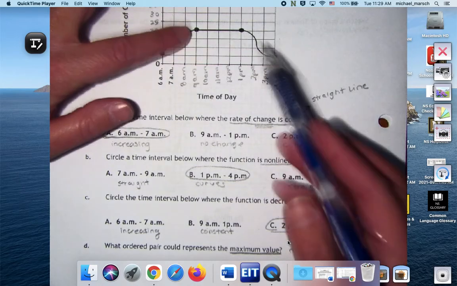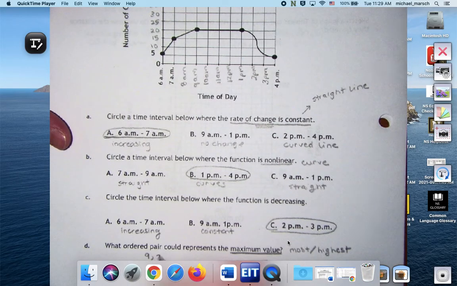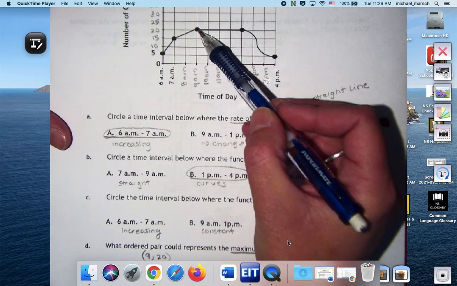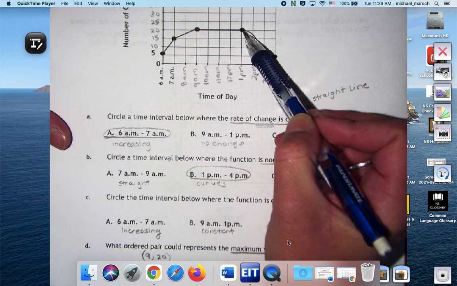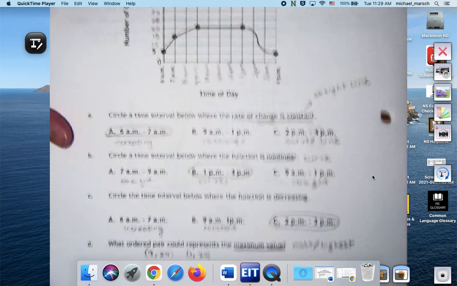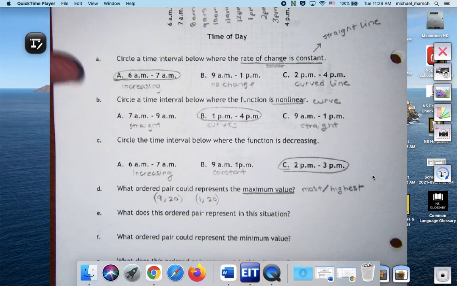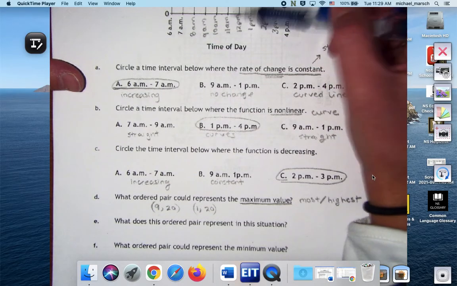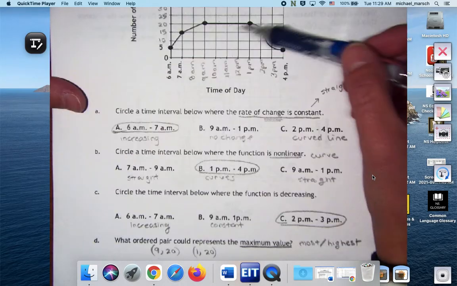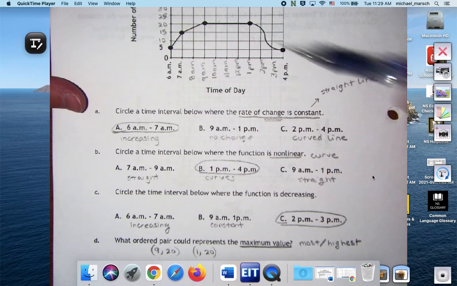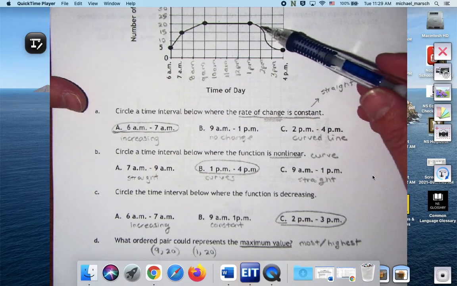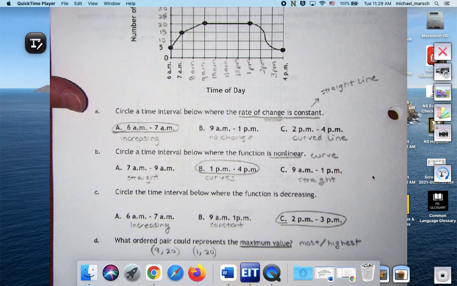Well, that would be an interval. I'm actually looking for the ordered pair like 9:20, right? Because that would be an ordered pair right there. Or I could do 1:20. Maggie, do you have a question? Never mind. Okay. I could even choose 10:20, 11:20, 12:20, because those are all on that constant line right there. As long as you don't pick like 2:18, because that's not considered the highest point on the graph.